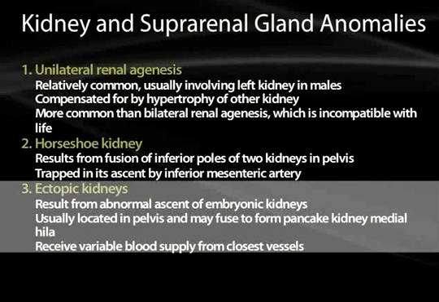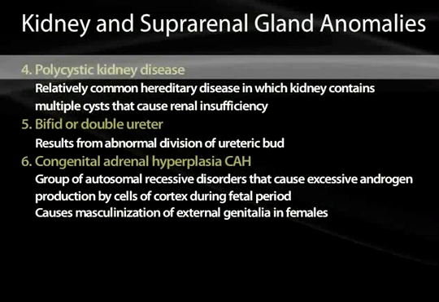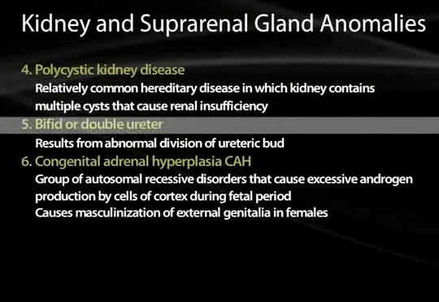That will oftentimes be the result of a pancake kidney forming, where rather than just the tails fusing, the entire medial surface is fused together. And this usually has, rather than a hilum towards the midline, a superiorly located hilum. Polycystic kidney disease we discussed already as creating renal insufficiency, and it's a hereditary genetic disorder. There's a bifid or doubling of the ureter, which is usually a harmless variation.